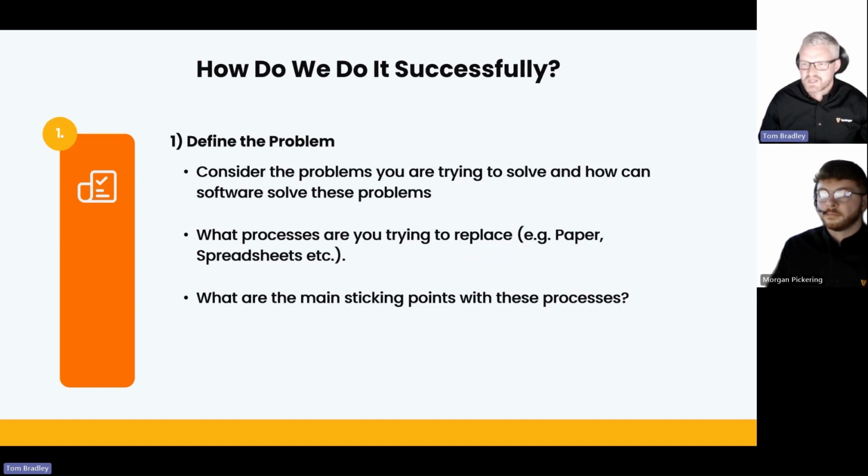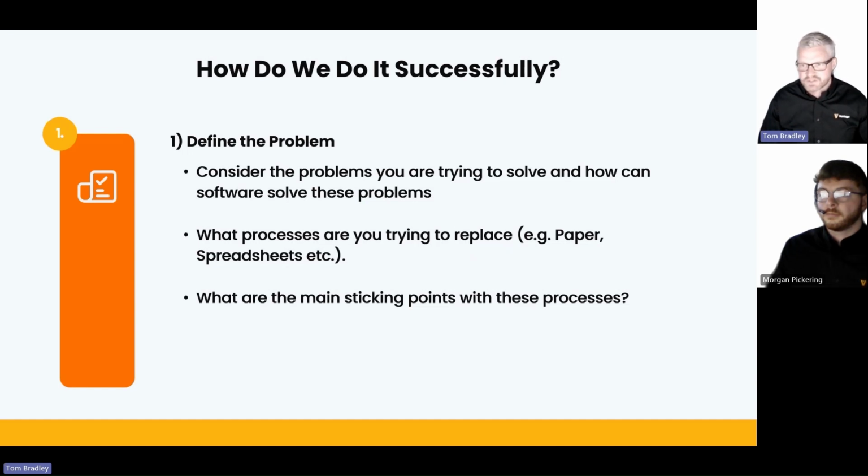Think about those main sticking points for these processes. Where are the inefficiencies that you're experiencing because of these? And how is that impacting your organization? It's important to identify and understand these problems so that you have a clear path ahead when trying to identify the solution.